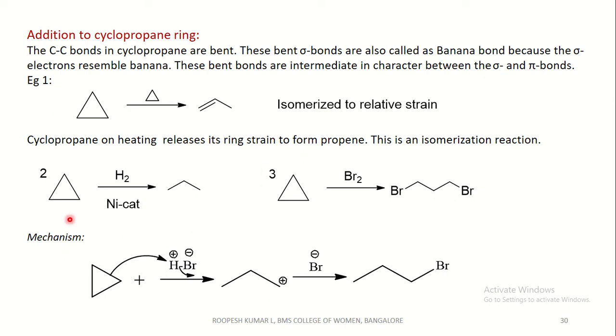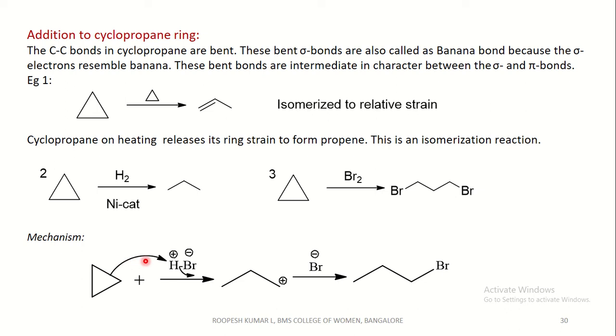Coming to the second example, cyclopropane on hydrogenation, that is reacts with hydrogen in the presence of nickel catalyst, forms propane. Coming to the third example, cyclopropane reacts with bromine to form 1,3-dibromopropane. In the same way as bromine, cyclopropane reacts with HBr to form a bromopropane. That is the mechanism I have shown here.